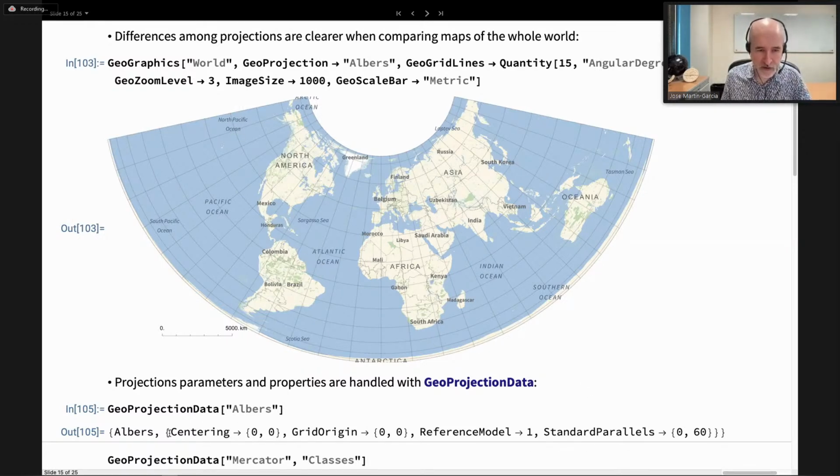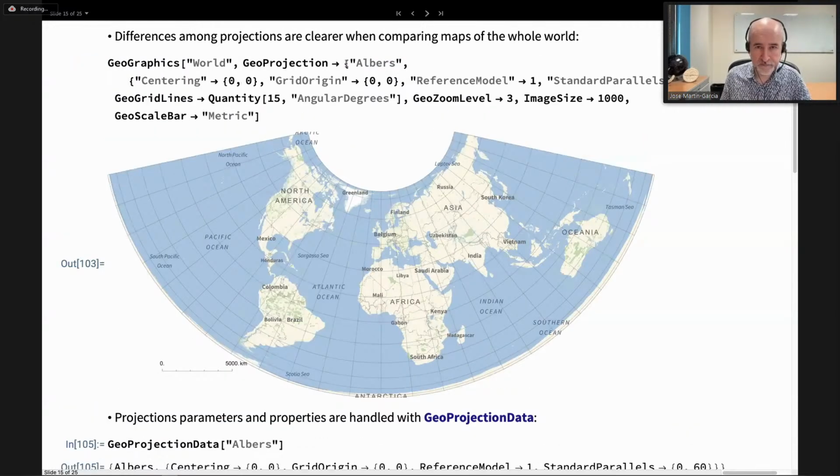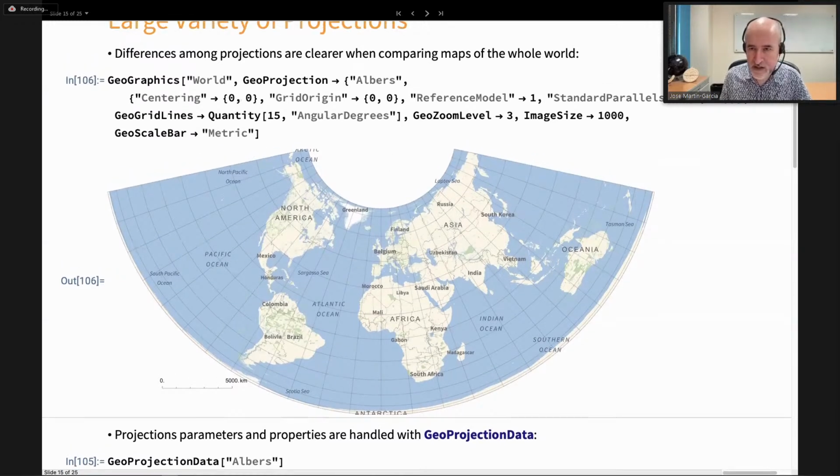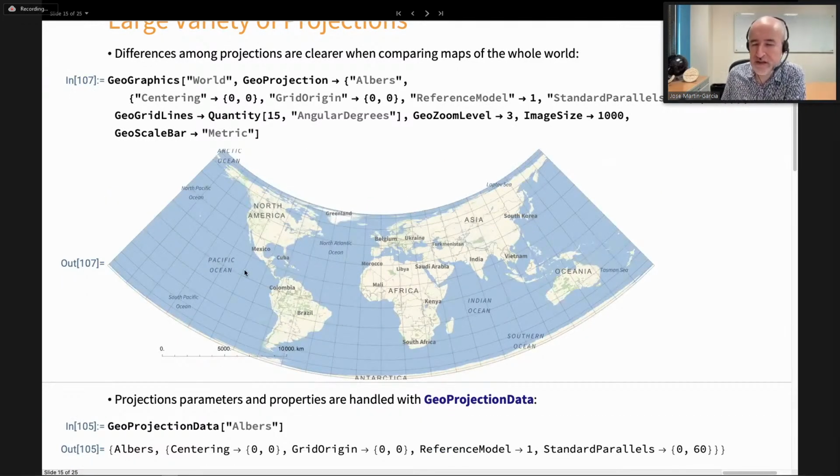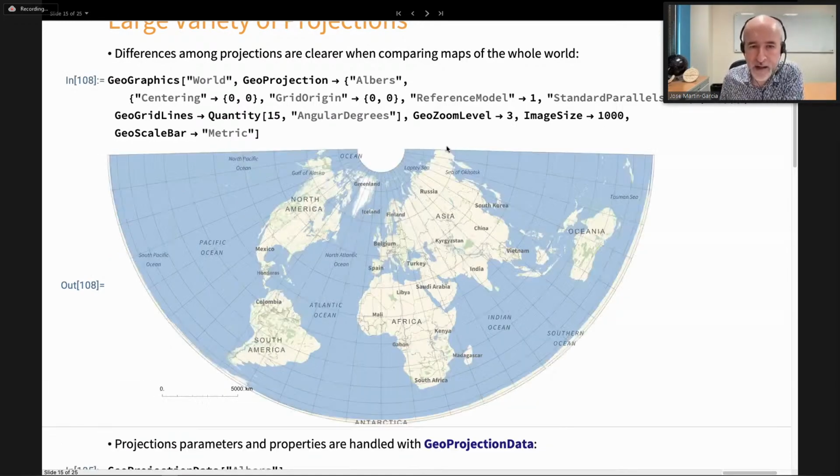Let's change, for example, some of these. So if I take this and I put it here, that would be exactly the same map I've computed before. But if I change the standard parallels, now it's say 30 rather than 60, you will see how the curvature changes, right? So this is still an Albers projection, but now I have changed this, or I can use a very high standard parallel, and then this will look almost like a semicircle, right? So you can change all these projection parameters.